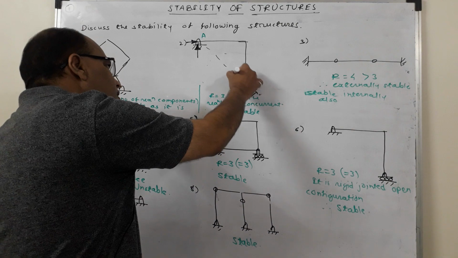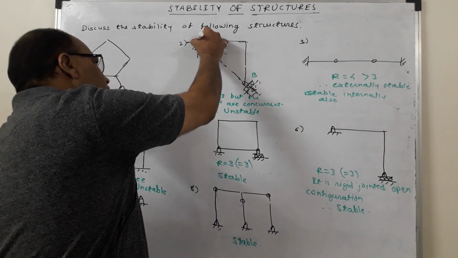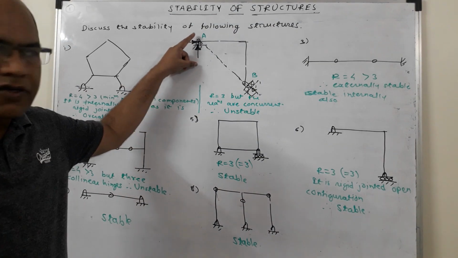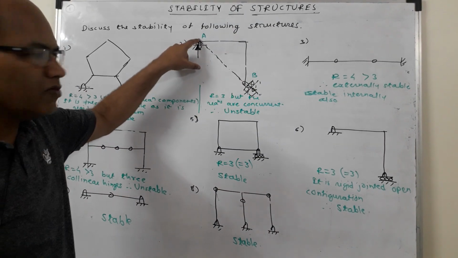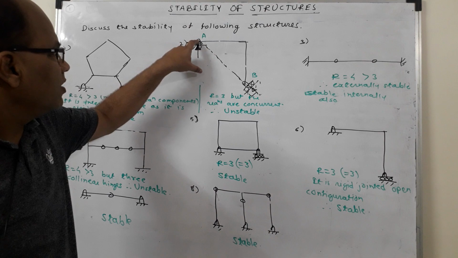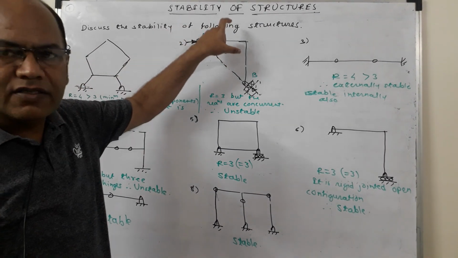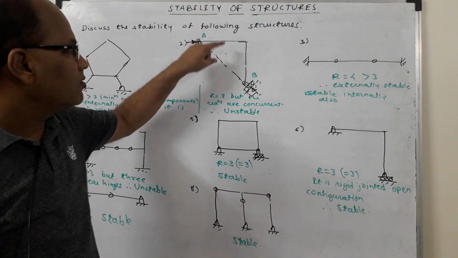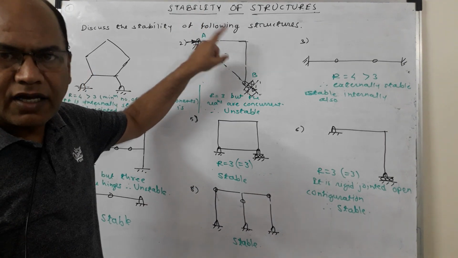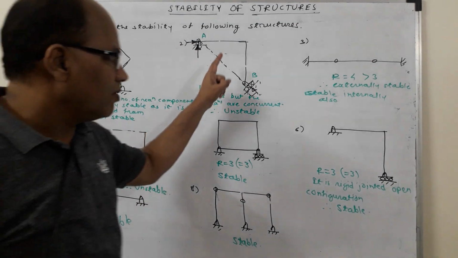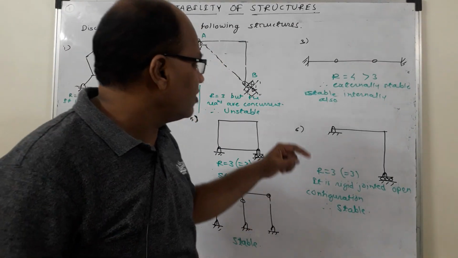If I extend it in this manner, we can see that all the reaction components are meeting at a point. So reactions are concurrent over here. It means if any moment or couple is applied at A, the frame will suffer a rotation, and that is why it is an unstable type of structure. So the correct answer is unstable. It is not stable, it is unstable.